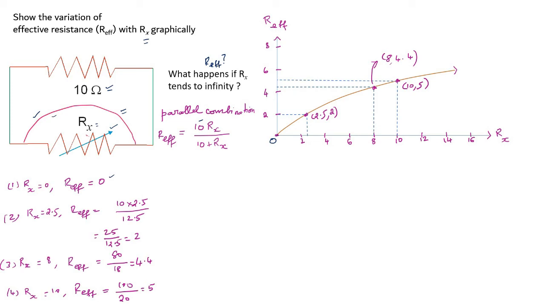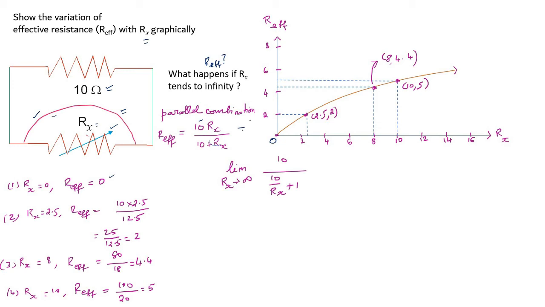What happens to R effective if Rx tends to infinity? That can be explained both from the mathematics point of view and the physics point of view. First we will take up the mathematics point of view. When you say Rx tends to infinity, it is the limit of Rx tending to infinity in this function: 10 divided by 10 by Rx plus 1. That is R effective.